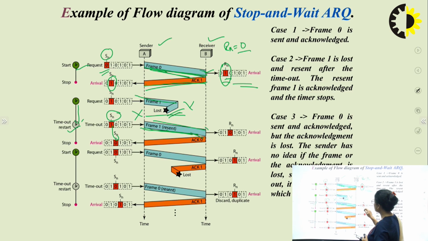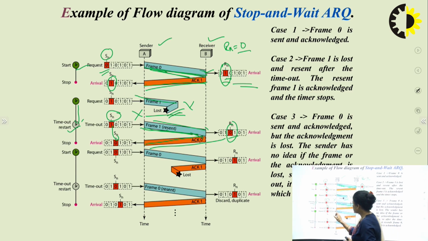Once frame number 1 is received, Rn becomes Rn plus 1. So Rn was 1, now Rn is equal to 0. Why? Because we are talking about modular transmission. So 1 plus 1 will be 0. So the next frame to be acknowledged is 0, so it will set the acknowledgement number to 0. That means the next frame that is being expected is the 0th frame.